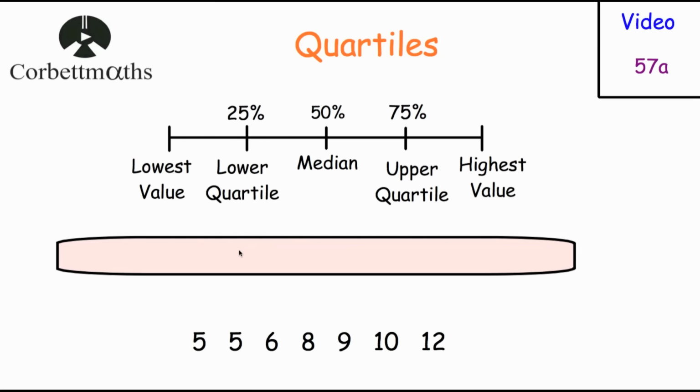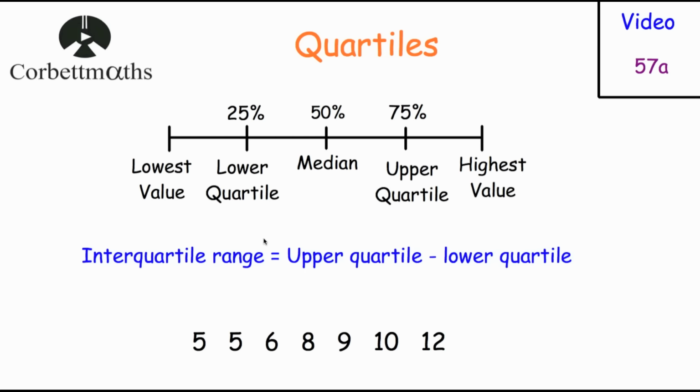I also mentioned a concept called the interquartile range, and the interquartile range is worked out by working out the difference between the upper quartile and the lower quartile. So if you do the upper quartile, subtract the lower quartile, we get the interquartile range.